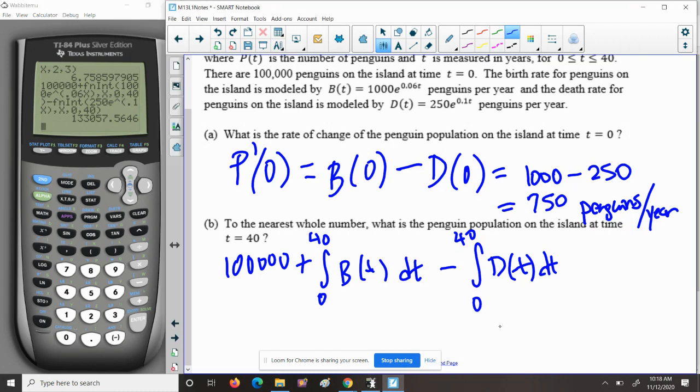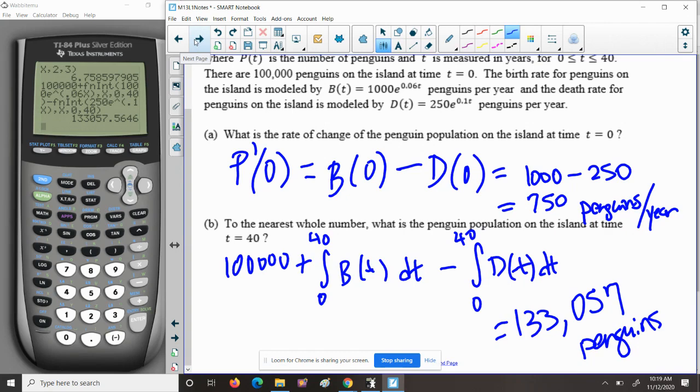And that leaves us with 133,000. And let's see, let's round down because these are talking about penguins. They're living things. So 133,057 penguins are on the island at time t equals 40, which is 40 years.